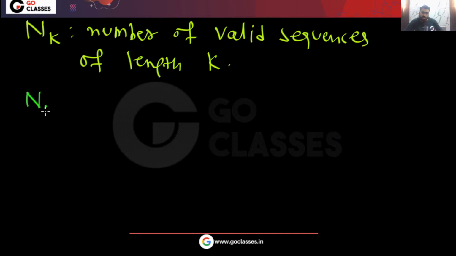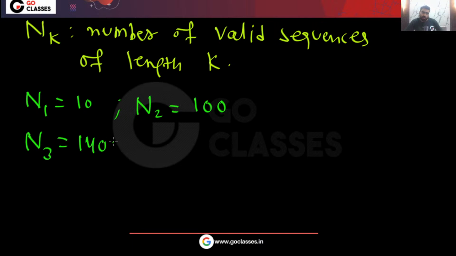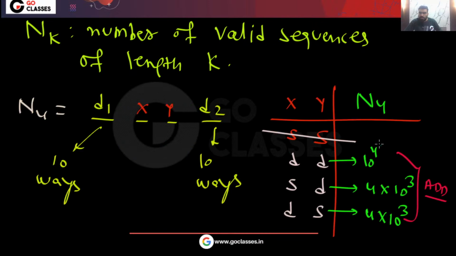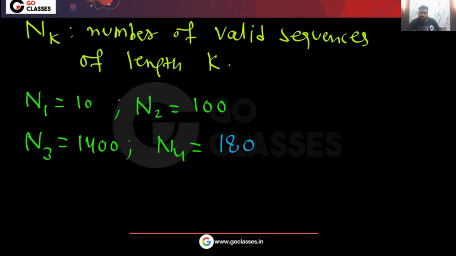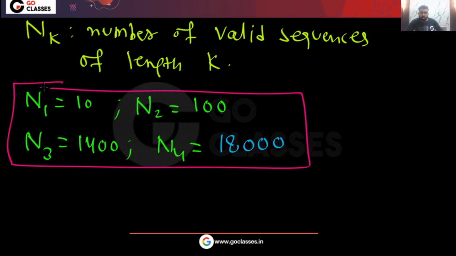Already we have found that n1 is 10. N2, what was n2? That was 100. N3, that was 1400. N4, that is what? That is 10,000. Okay, this is 10,000. This is 4,000, and so this is 8,000, right? So I think this is 18,000. Okay, so these values you have. Now two equations you can create.